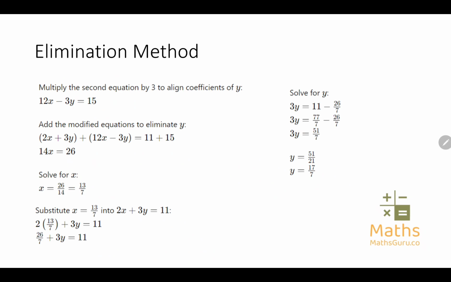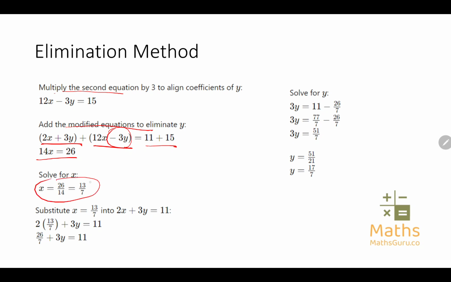The other is the elimination method. In the elimination method, we eliminate one variable. We multiply the second equation by some number so that one variable cancels out. Here we have 2x plus 3y and 12x minus 3y, since we multiplied the second equation by 3. Now we have minus 3y, and we add both these equations, through which we can calculate x as 26 by 14, which is 13 by 7.